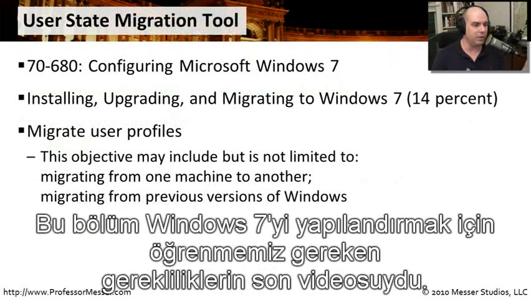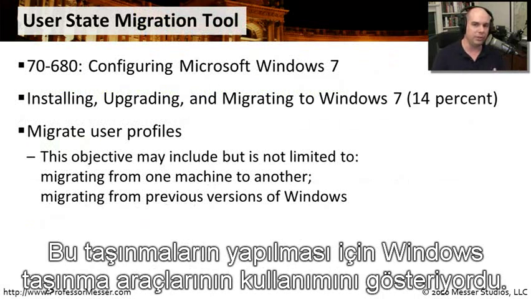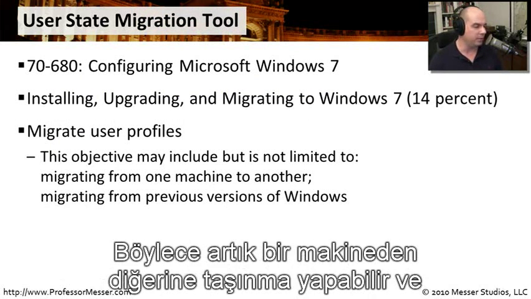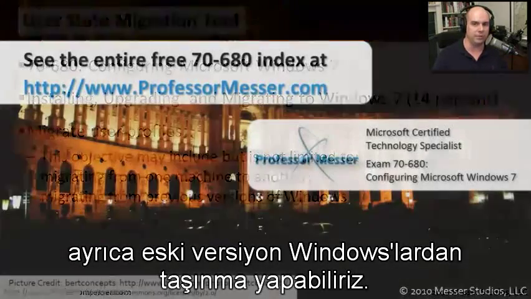This concludes our requirements for configuring Windows 7 and being able to do these migrations using the Windows migration tools. We've been able to migrate from one machine to another and to migrate from previous versions of Windows.